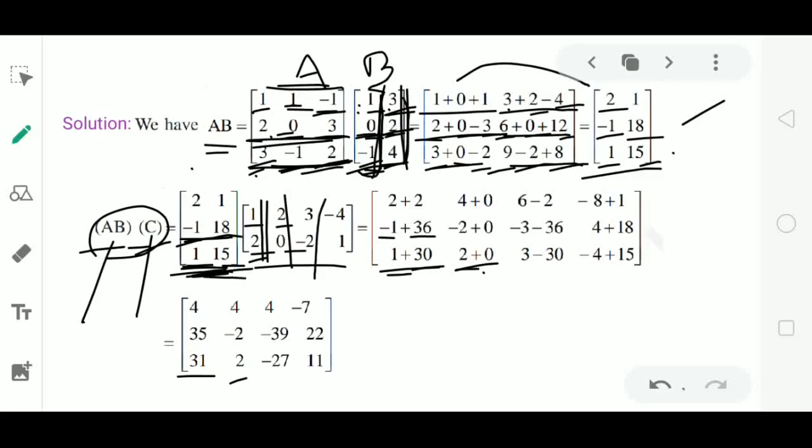Third row, third column. 1 into 3 is 3, 15 into minus 2 is minus 30, 3 minus 30 is minus 27. Third row, fourth column. 1 into minus 4 is minus 4, 15 into 1 is 15, minus 4 plus 15 is 11. So this is the matrix AB into C.